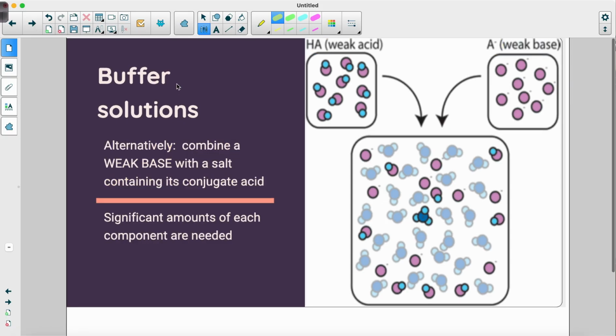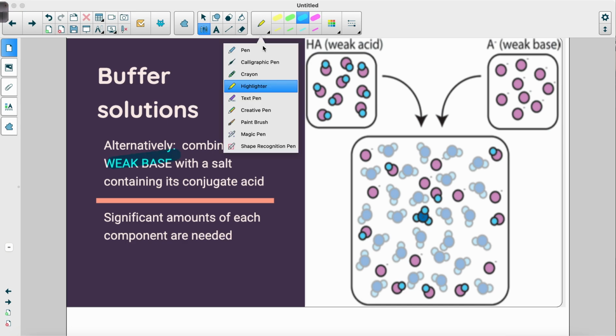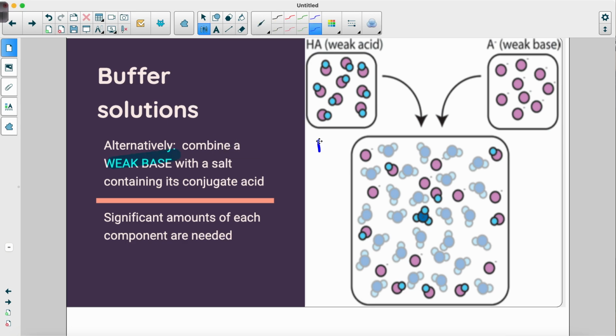Just so you know, for college, you could combine a weak base, for which we usually use the symbol B, and then the conjugate acid, which would be BH plus or B plus, whatever you want to say. You could do a buffer solution with a weak base and a conjugate acid, which is a positive ion. That's the other version you could do.